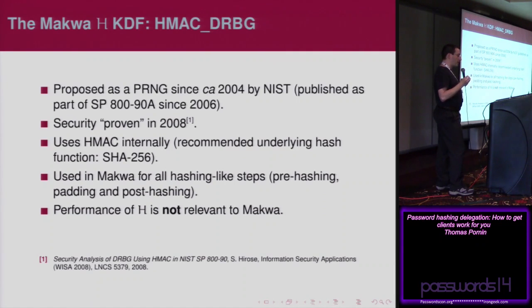So it's not a new primitive. It already exists. There are even test vectors for implementations. And it appears to be strong and robust for everywhere you need a particular hash function with a tunable output length. Since it's used only in the pre and post hashing and the padding, but not in the core function where all the CPU is spent, the performance of that function is not relevant. So we don't have to concentrate on making it slow or fast. It does not matter for the security against password dictionary attacks.